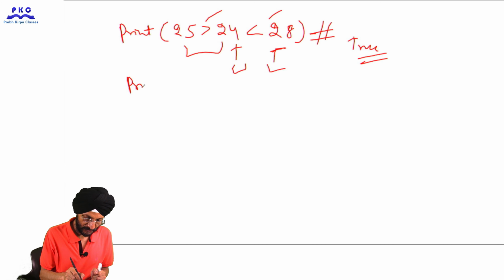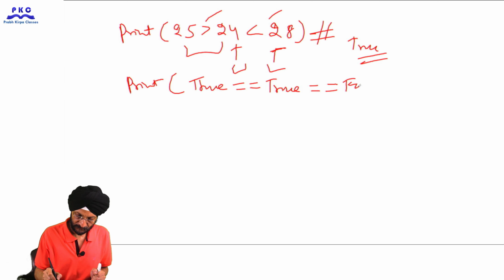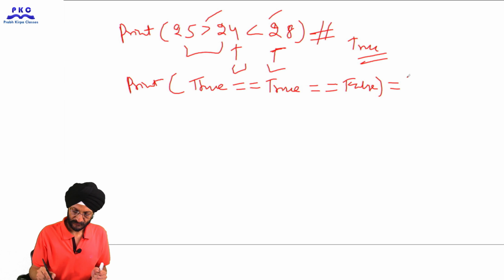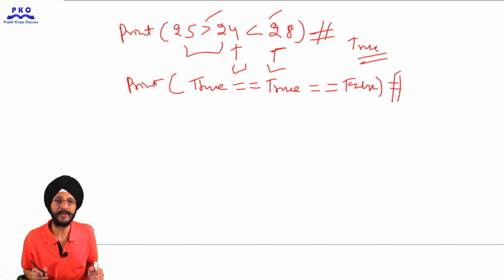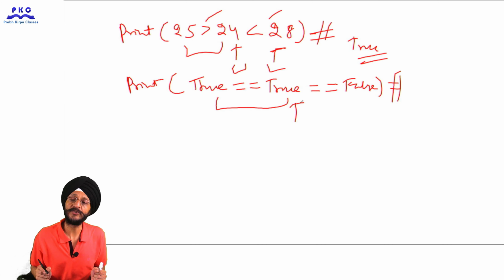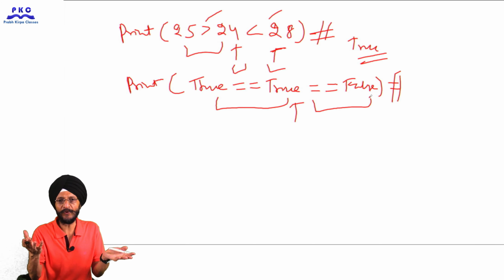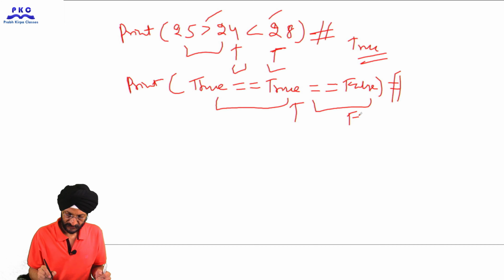If we write the print function and say true equals true equals false, what will be the output which will be given by the Python interpreter? Firstly, true equals true. It is true. Whether true equals false, true is equal to false? No, it is false. So what is the result?